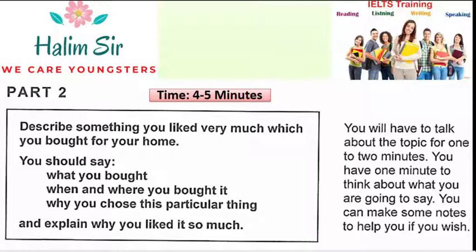Part 2. The topic is describe something you liked very much, which you bought for your home. You should say what you bought, when and where you bought it, why you chose this particular thing, and explain why you liked it so much.